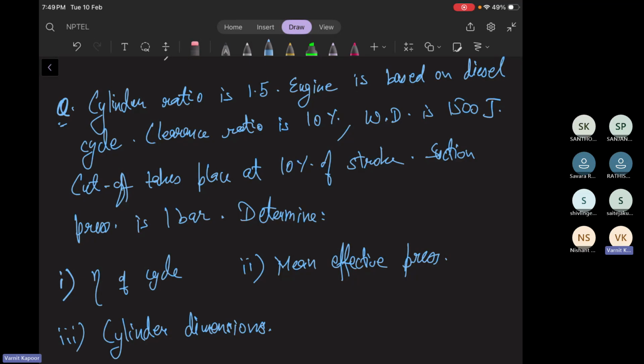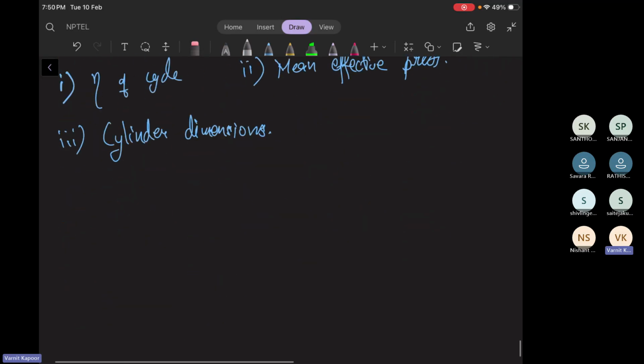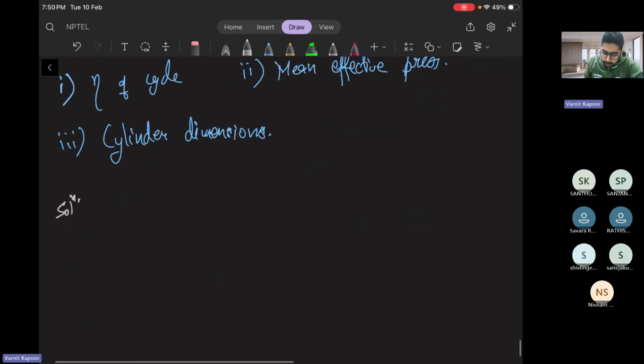Anyone has done the question? Efficiency of cycle, anyone has got it? Okay, let's solve it then. I know it's a pretty tricky question. Let's come to the solution.